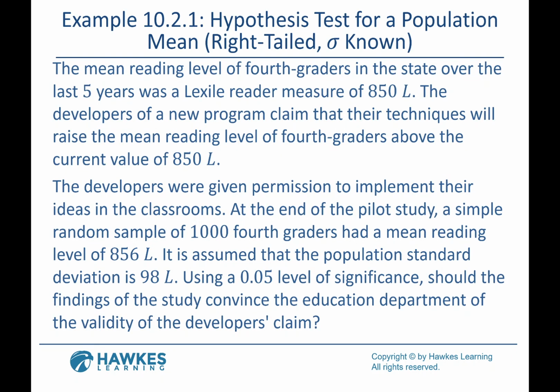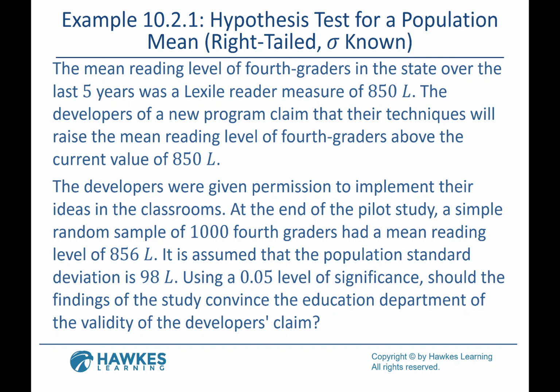Okay, so let's do a hypothesis test. This one's wordy, I'm sorry. I cut out as much of it as I could. So this one says the mean reading level of fourth graders in the state over the last 5 years was a Lexile reader measure of 850L. We don't even have to know about Lexile. Just measures their reading levels. The developers of a new program claim that their techniques will raise the mean reading level of fourth graders above the current value of 850L. They're saying they're going to improve the reading scores.